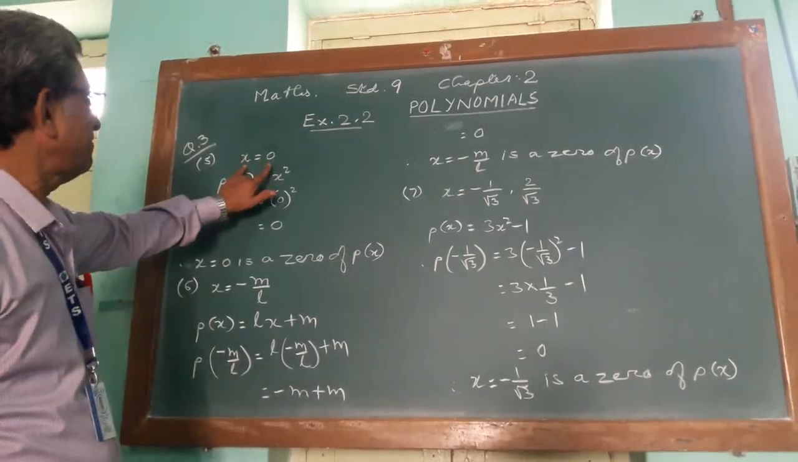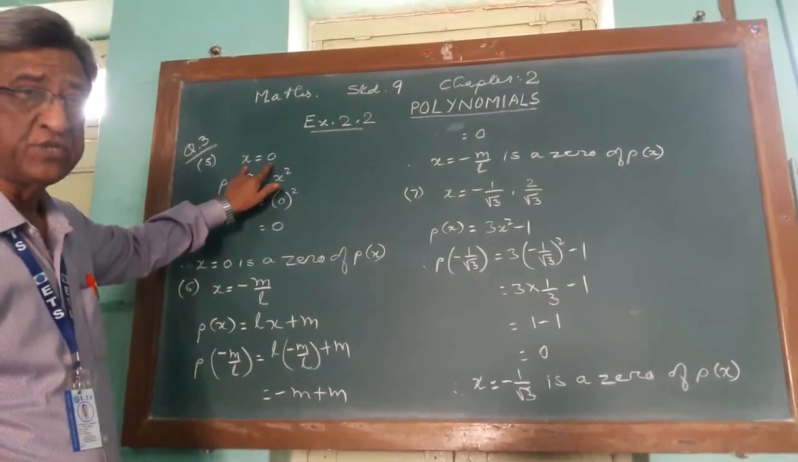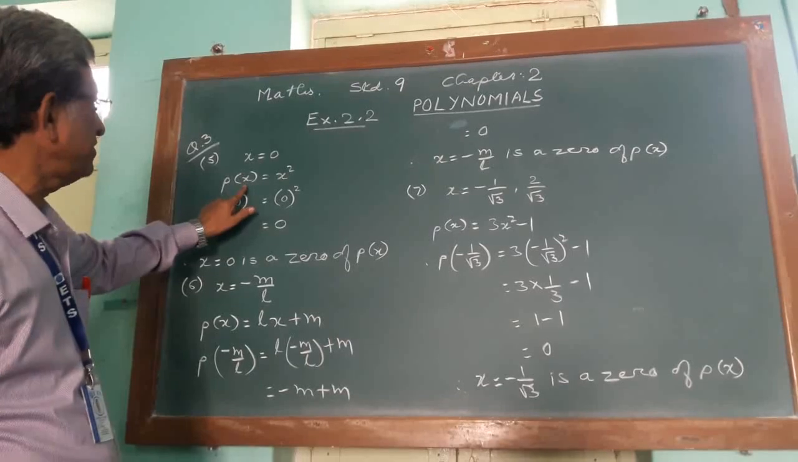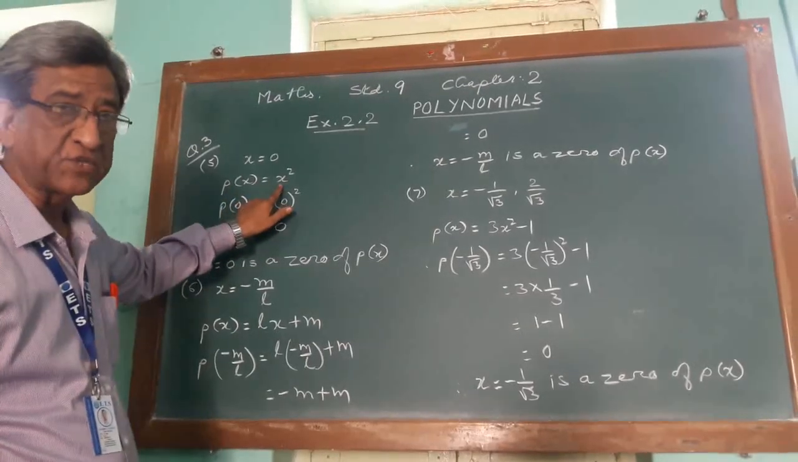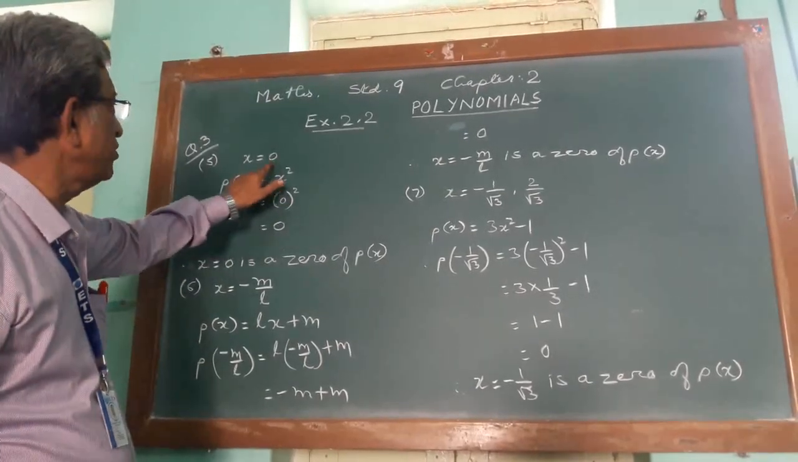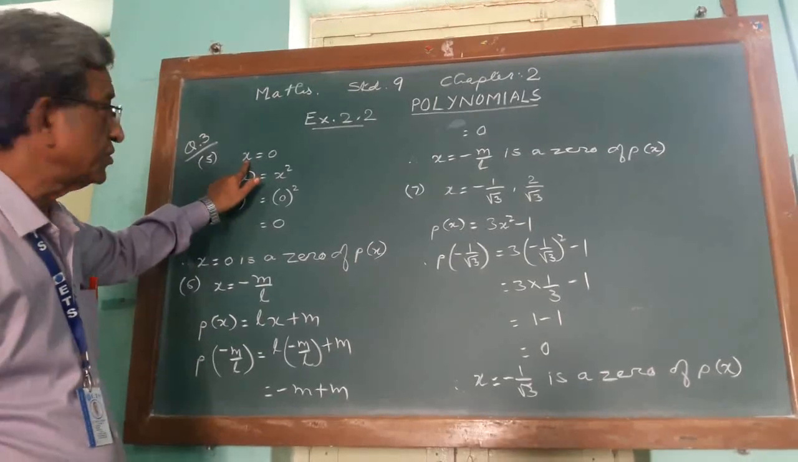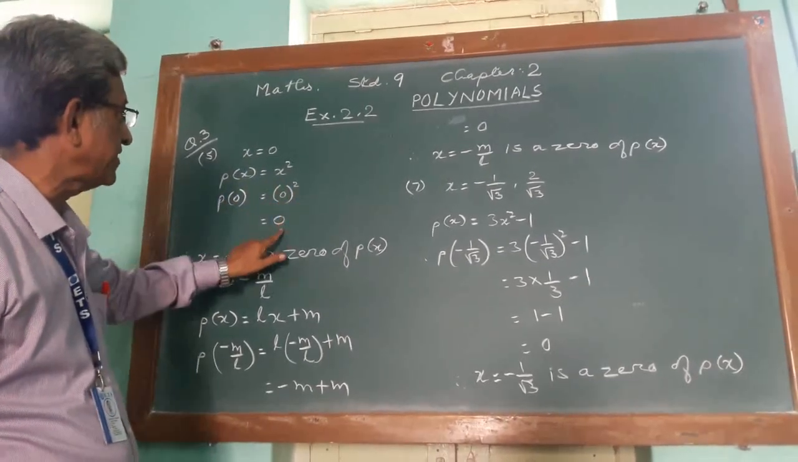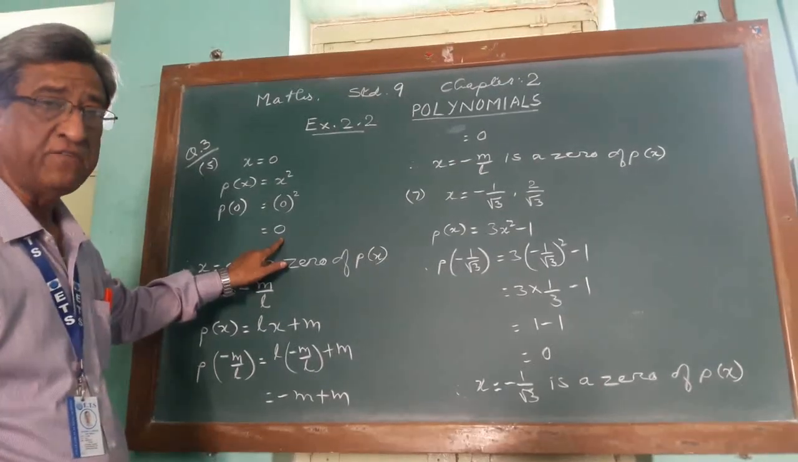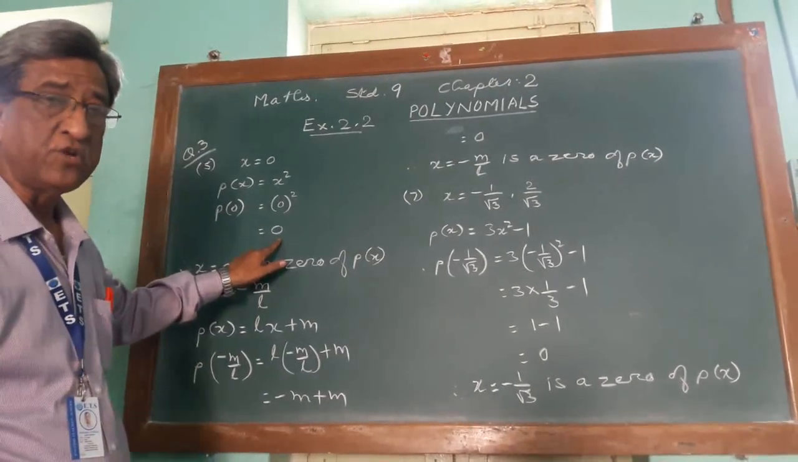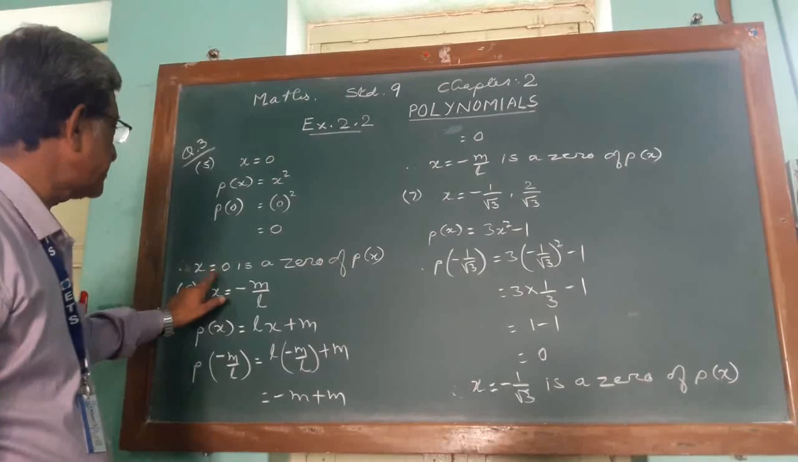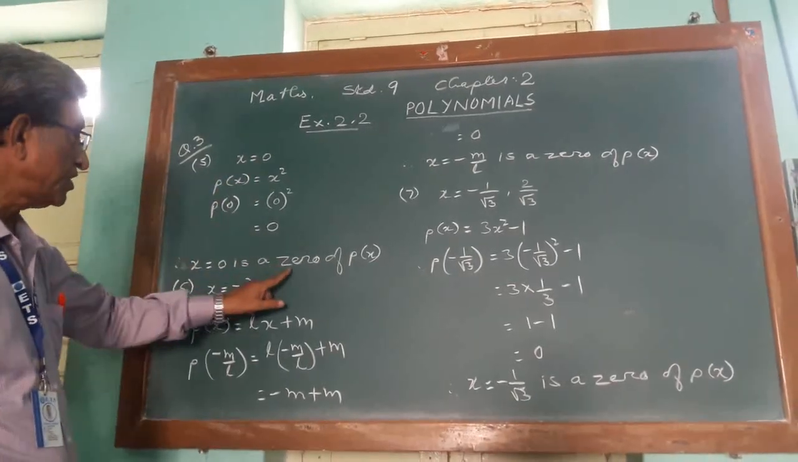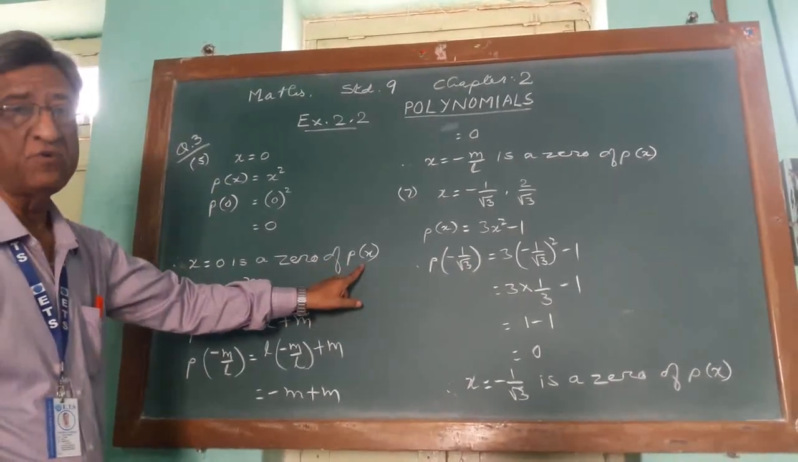So fifth, value of x is given 0 and polynomial is given p(x) equal to x square. So substitute 0 in place of x. If we put 0 in place of x, we will get 0 square, that is 0. Here we are getting 0. So you can say that x equal to 0 is a 0 of the polynomial p(x).